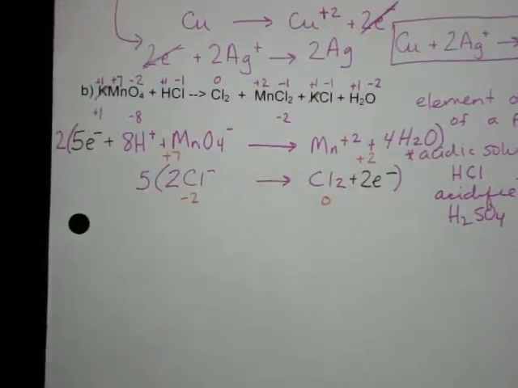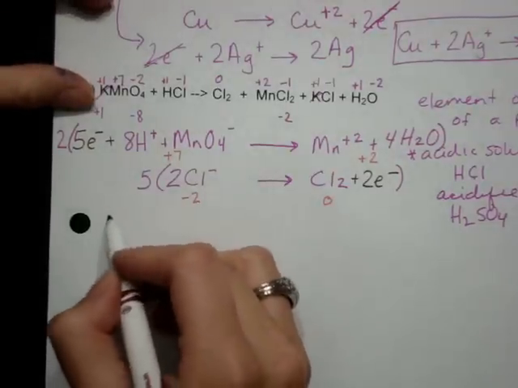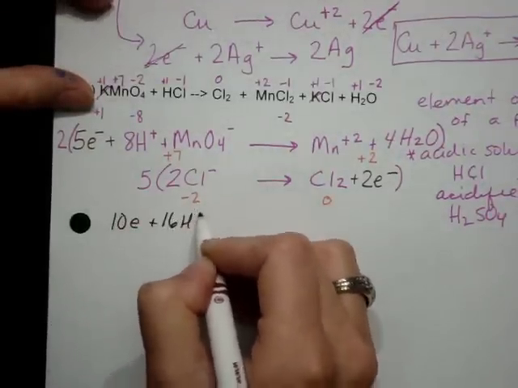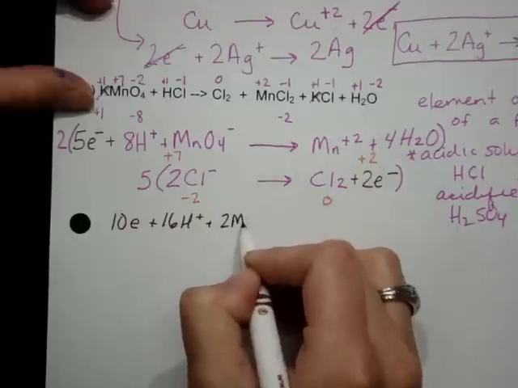I'm going to write them below it so they're easier to see. 2 times 5 is 10 electrons, plus 16 hydrogen, plus 2 permanganate.